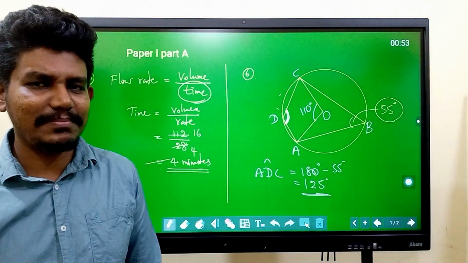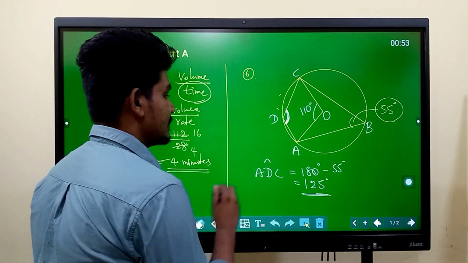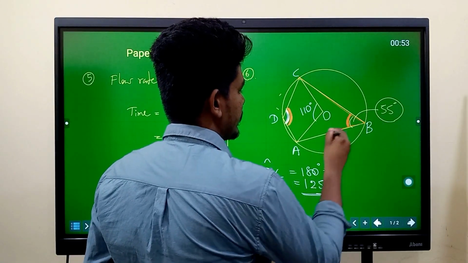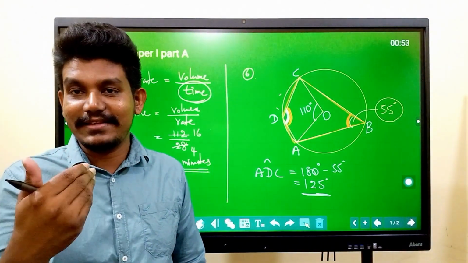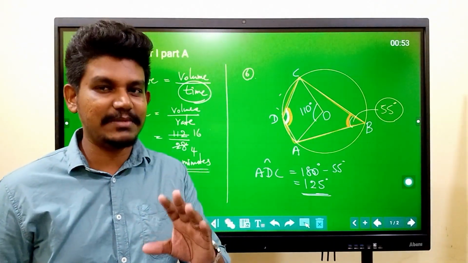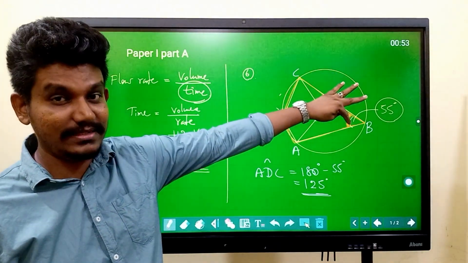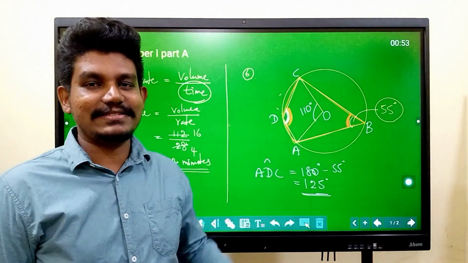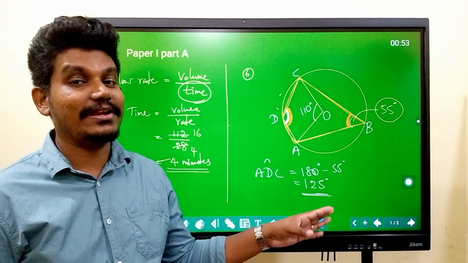So what was the theorem that I applied? It's about the sum of the opposite angles in a cyclic quadrilateral. ABCD is a cyclic quadrilateral. In a cyclic quadrilateral, opposite angles are supplementary; opposite angles add up to 180 degrees. That's the theorem I have used. First, I used the angle subtended at the center is twice the angle on the circumference. Secondly, I applied the theorem that opposite angles in a cyclic quadrilateral are supplementary. That's how we got the answer as 125 degrees.